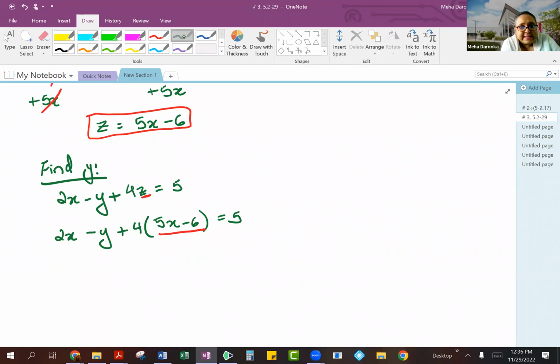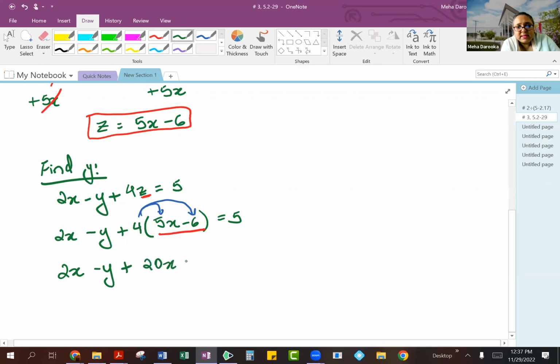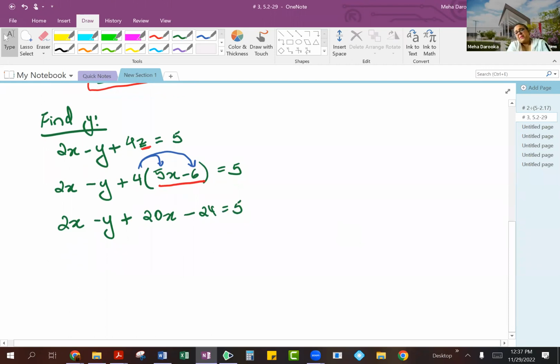So let's clean this guy up. You have 2x minus y plus, and then, of course, you're going to distribute that 4 inside the parentheses. Which will end up giving us what? 4 times 5? 20x. And then, of course, 4 times 6 is 24. So can you tell me, once you get the y by itself on one side and move all the other terms to the other side, what it will end up looking like? Y equals what?